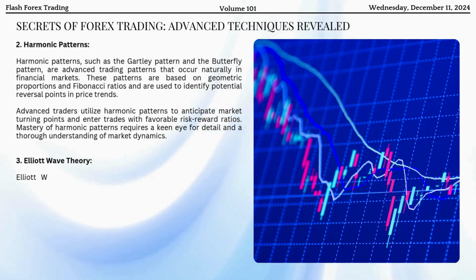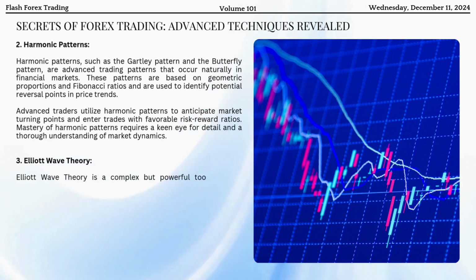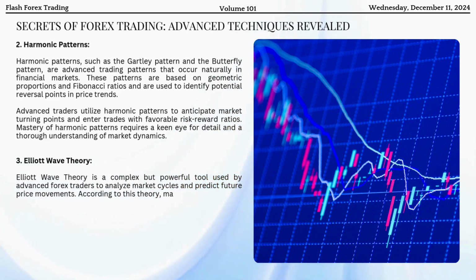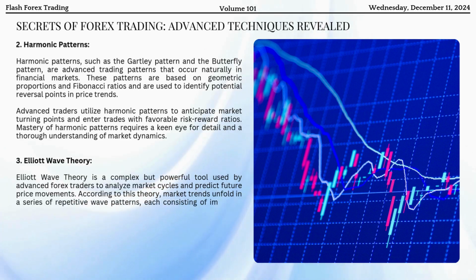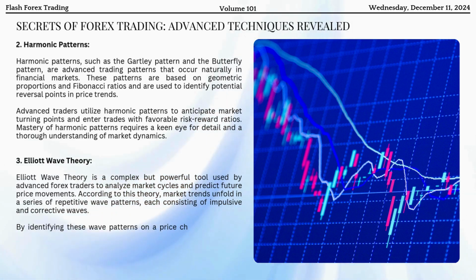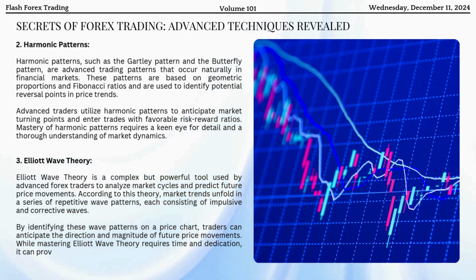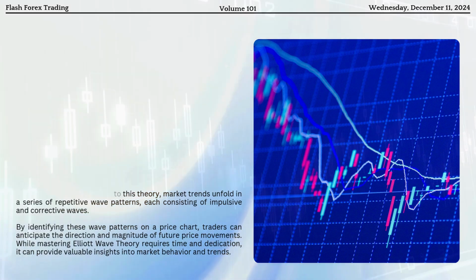3. Elliott Wave Theory. Elliott Wave Theory is a complex but powerful tool used by advanced Forex traders to analyze market cycles and predict future price movements. According to this theory, market trends unfold in a series of repetitive wave patterns, each consisting of impulsive and corrective waves. By identifying these wave patterns on a price chart, traders can anticipate the direction and magnitude of future price movements. While mastering Elliott Wave Theory requires time and dedication, it can provide valuable insights into market behavior and trends.